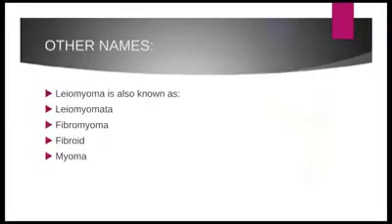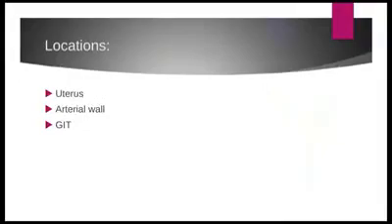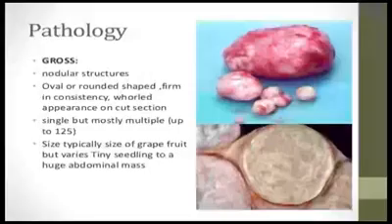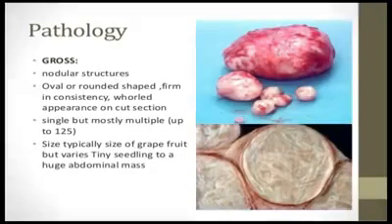What are the other names for leiomyoma? Leiomyomata, fibromyoma, fibroids, and myoma. Locations. Most common location is uterus and other locations are arterial wall and the GI tract. Now moving toward its gross structure. This is a nodular structure, oval to round in shape, whorled appearance, and size typically grapefruit but varies from tiny seedlings to a huge abdominal mass.